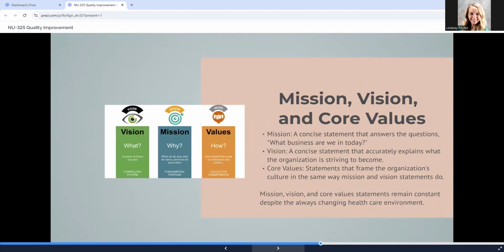So now let's talk about mission, vision, and core values, because this is something that is being implemented more and more nowadays in healthcare settings. So a mission is a concise statement that answers the question, what business are we in today? Whereas a vision statement is a concise statement that accurately explains what the organization is striving to become. And it's important that both mission and vision statements are communicated widely and effectively to both internal and external stakeholders within that organization.